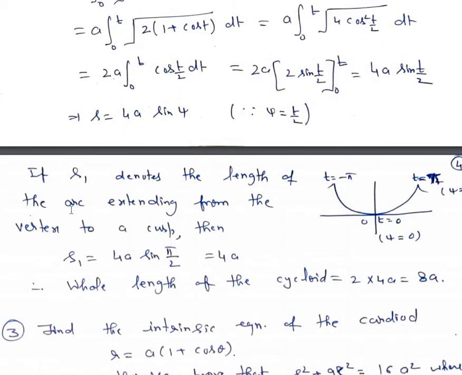So if S1 denotes the length of the arc extending from the vertex to a cusp, then S1 is equal to 4a into sin pi by 2, that is 4a. So therefore the whole length of the cycloid is 2 into 4a, that is 8a.